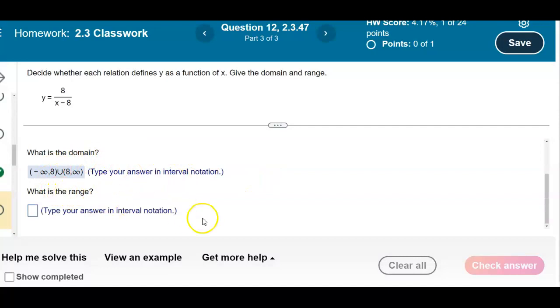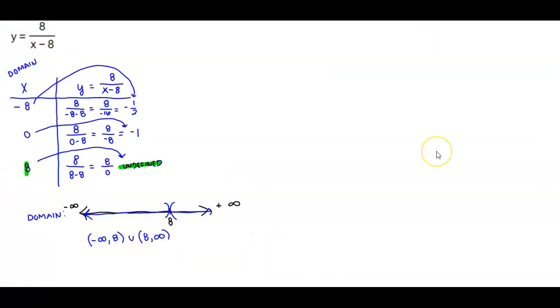Now we need to determine what is the range of this function. In order to figure out what the range of the function is, we need to consider what are all the y values that we can pick to plug into the equation.